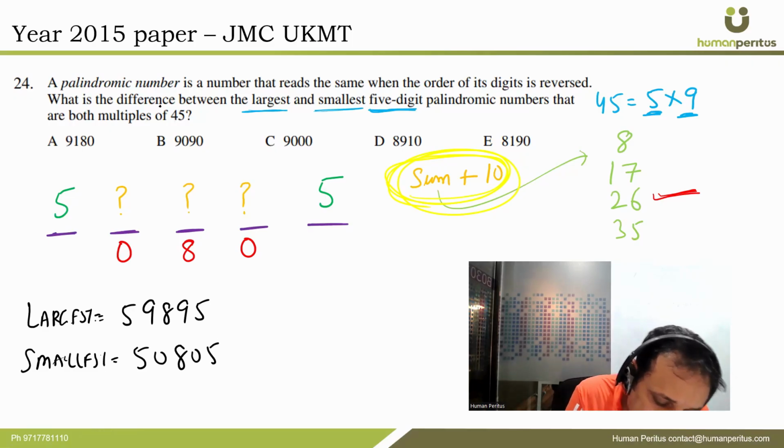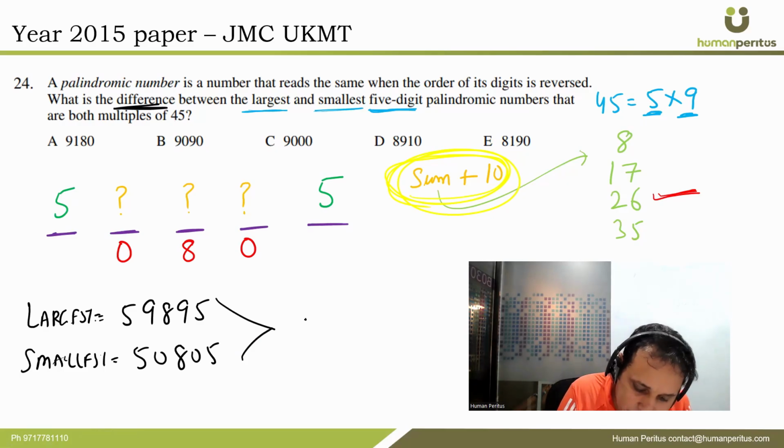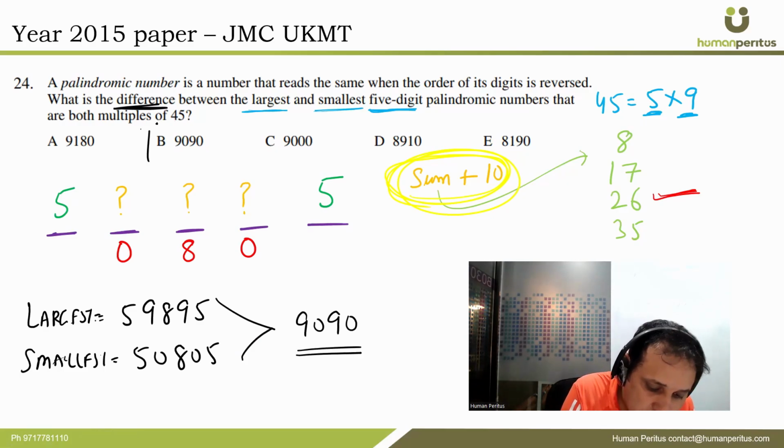50805. But you have to find the difference of these numbers. So you try to find their difference and it comes out to be 9090. The correct answer is option B.